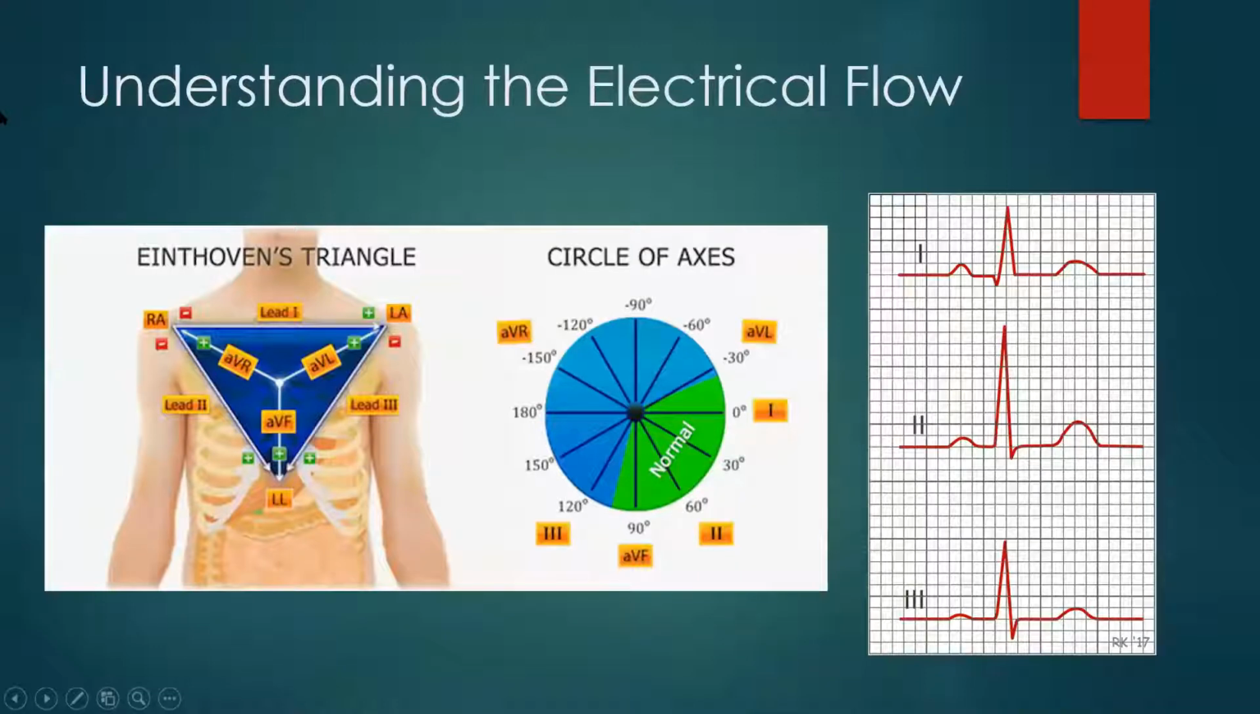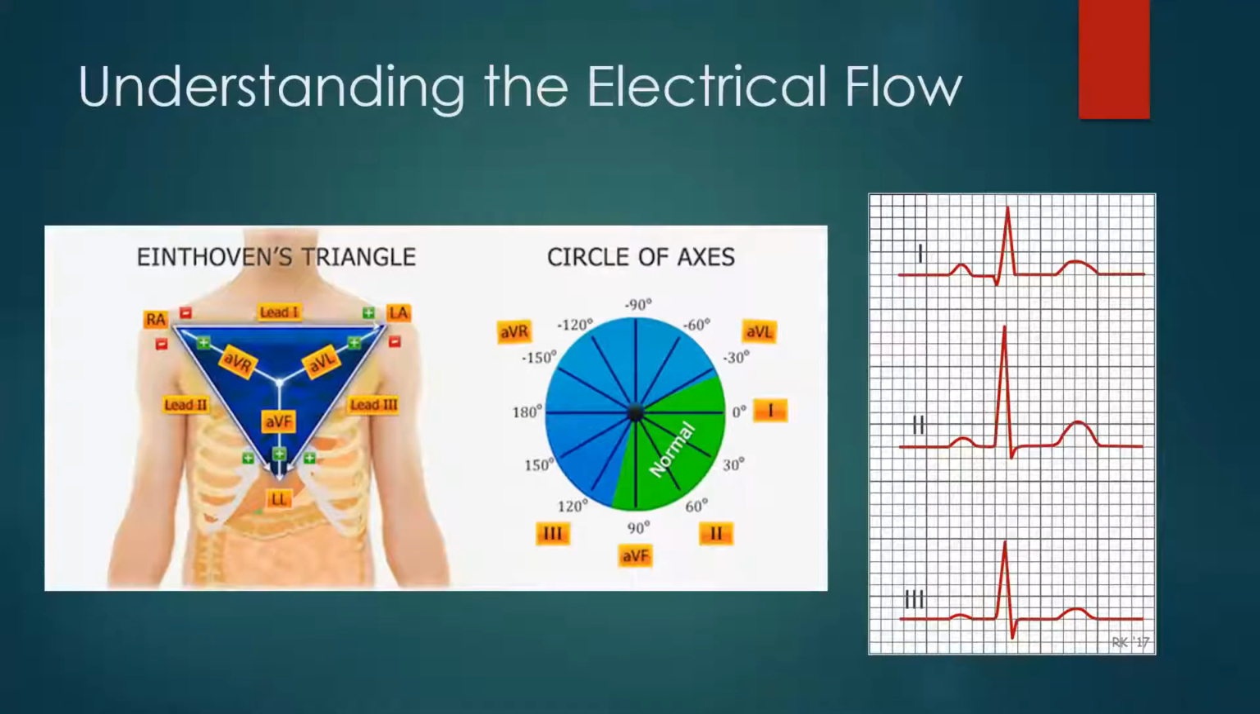So understanding the electrical flow, I had to go back to beginning of medic school to remember this stuff, but we have Einthoven's triangle. Dr. Einthoven was basically the creator, inventor of electrocardiograms. He's the one that developed this whole process of lead 1, lead 2, lead 3, and cardiac monitoring. And he does it through this triangle. So your right arm mostly plays the negative lead, with your left arm and your left leg playing positive leads. Your left arm does play a negative lead when you're looking at lead 3.